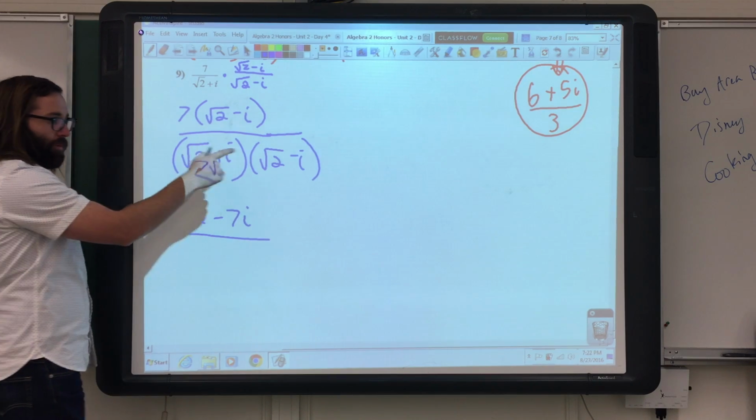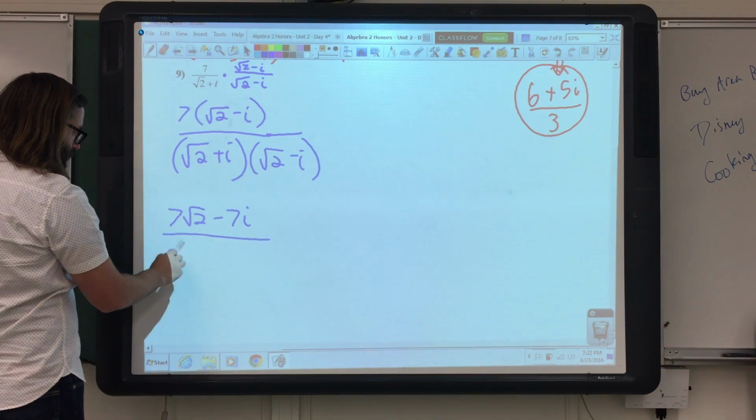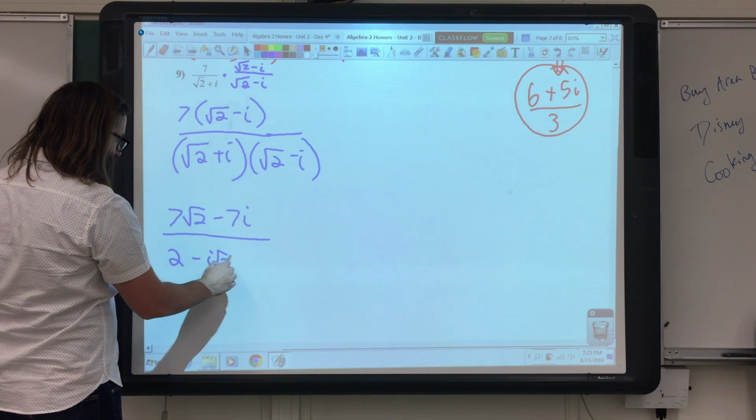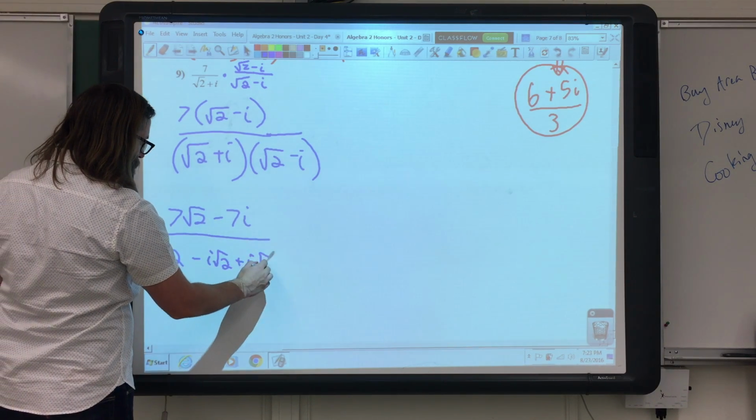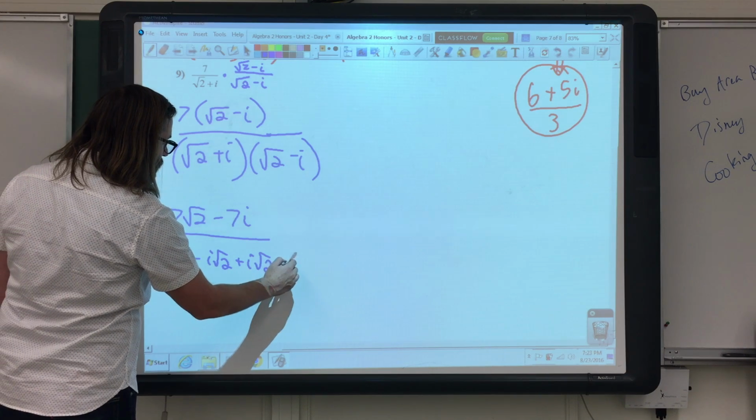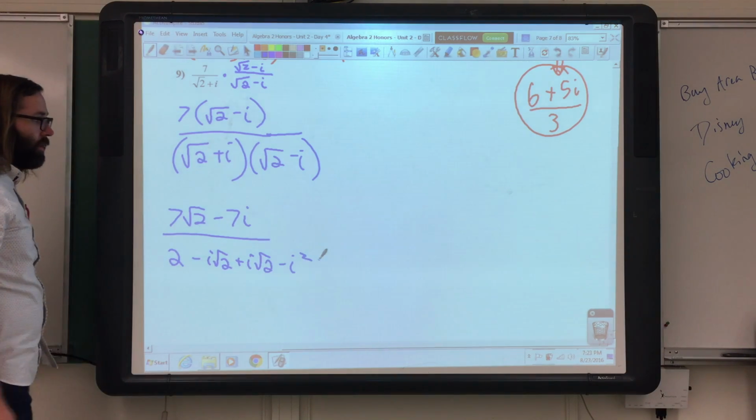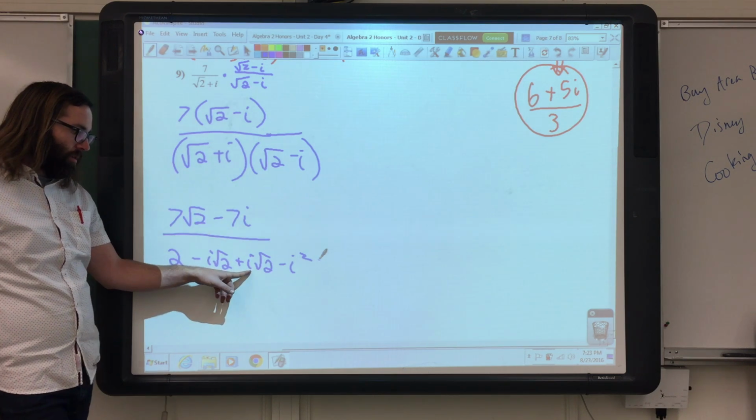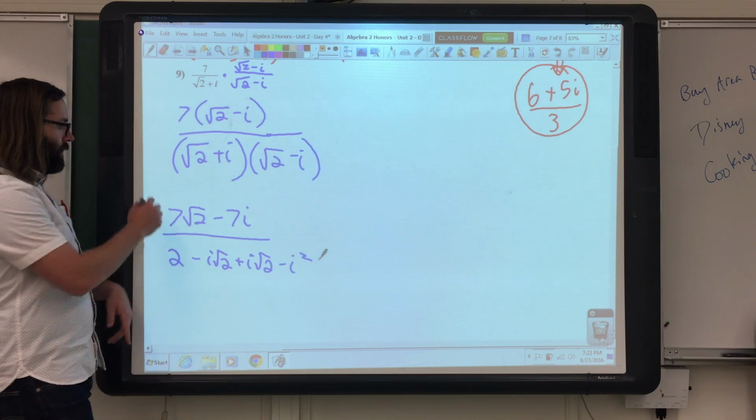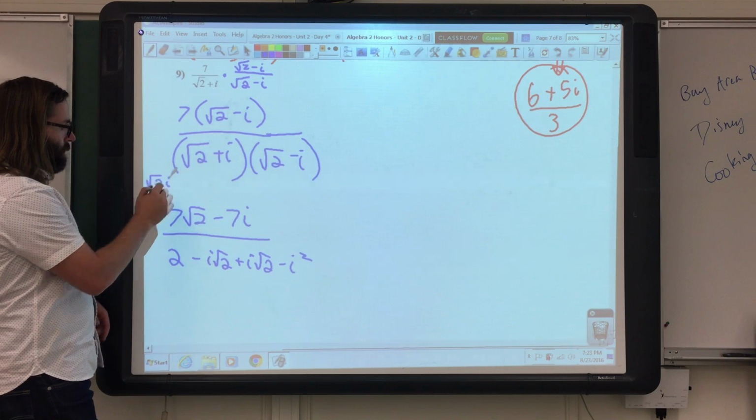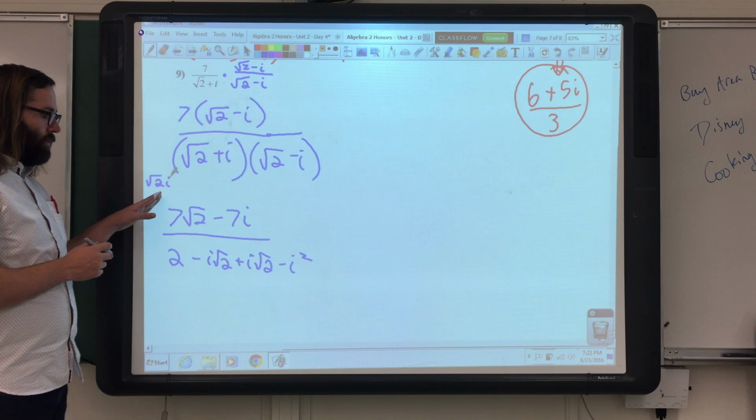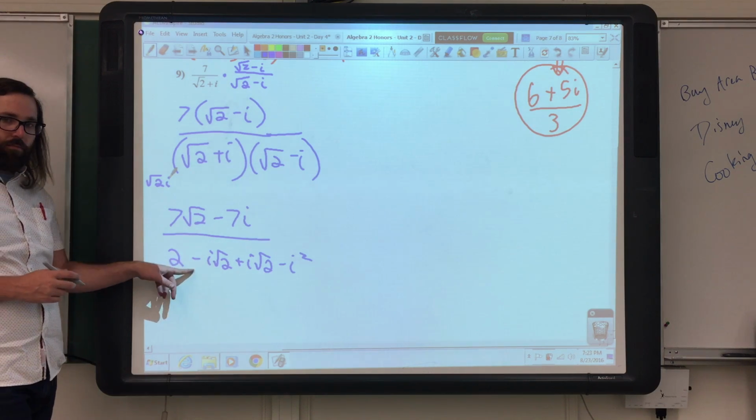So root 2 times root 2 gives you 2. We have negative i root 2, positive i root 2, and then minus i squared. Generally, when you have square roots and i's, you want to put the i over here. Otherwise, it might look like the i is under the square root, which you don't want. So generally we put the i on the left side.